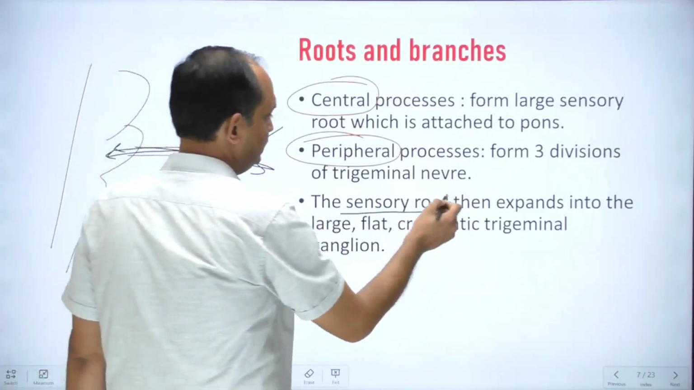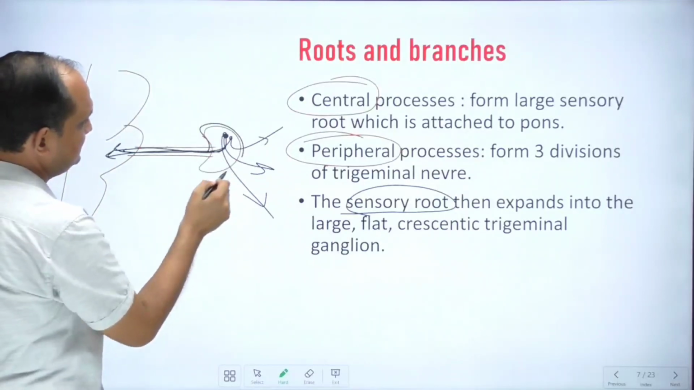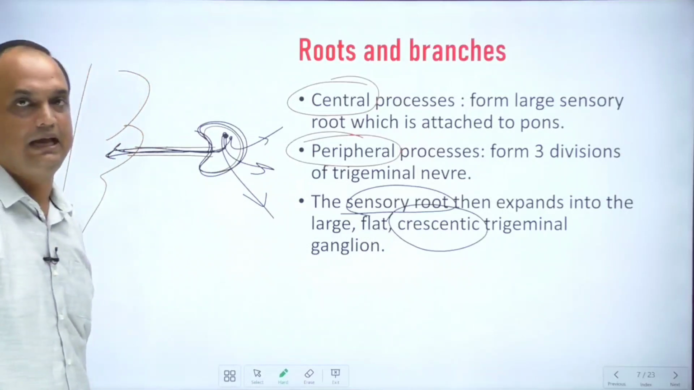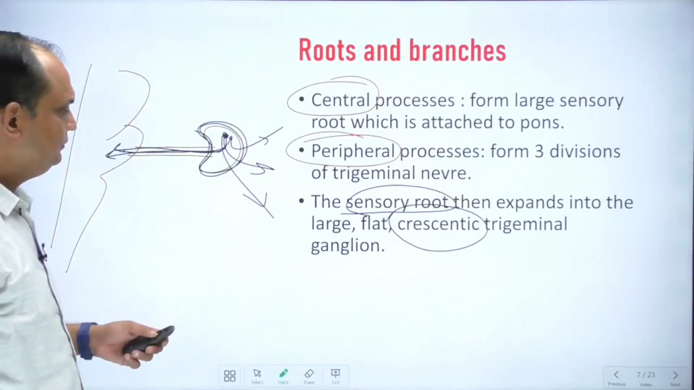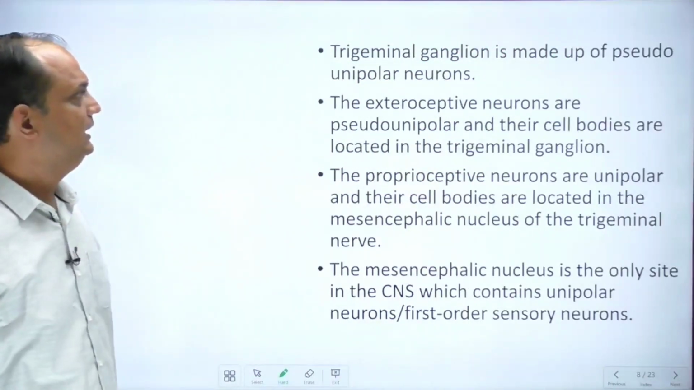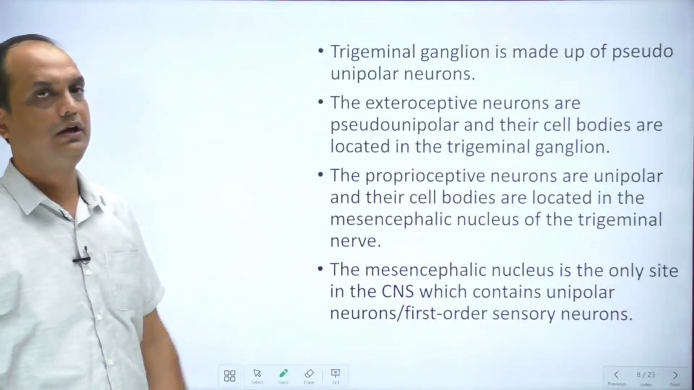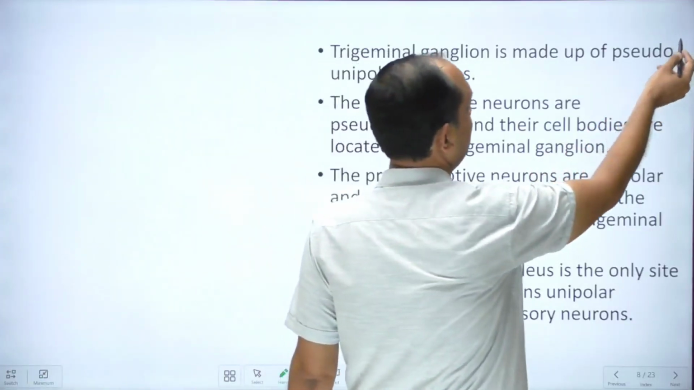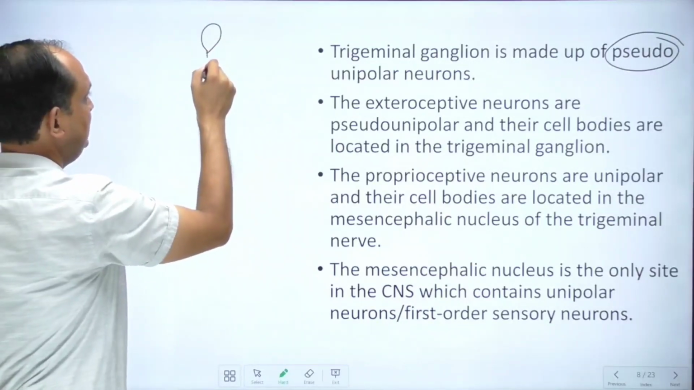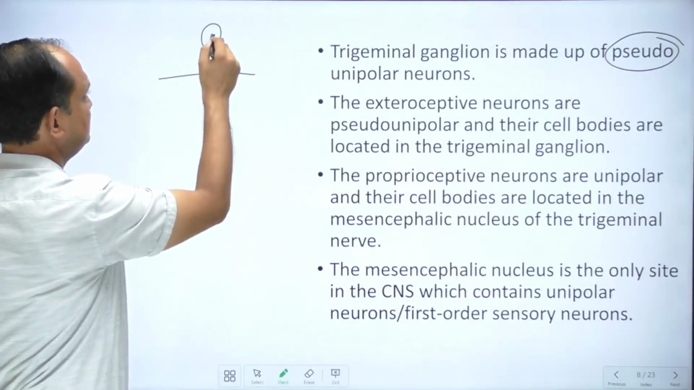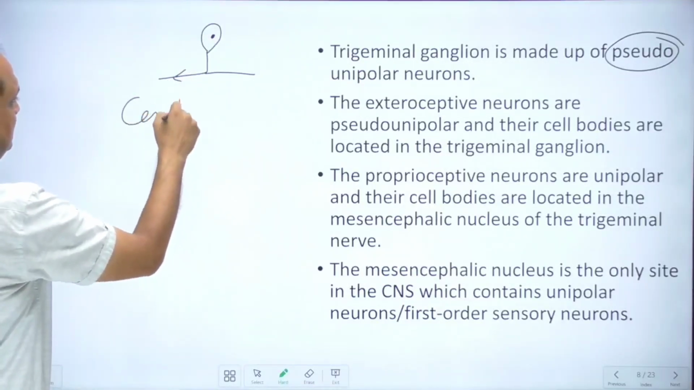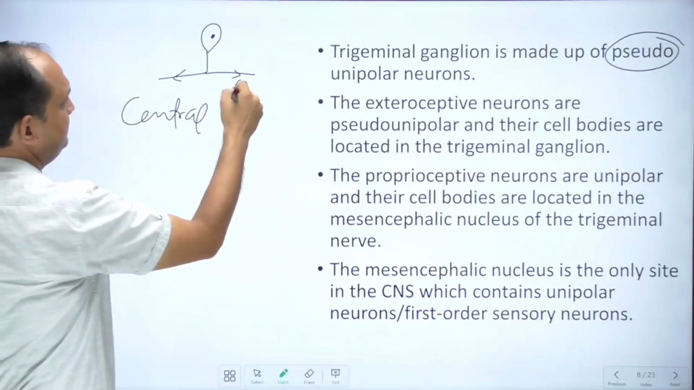The sensory root expands itself in a crescent shape, the trigeminal ganglion. Now, when you see the trigeminal ganglion, it is made up of pseudo-unipolar neurons. What is the meaning of pseudo-unipolar? Pseudo-unipolar neurons are neurons that have a T-shaped process. This is the structure of a pseudo-unipolar neuron. One process is the central process, another is known as the peripheral process.